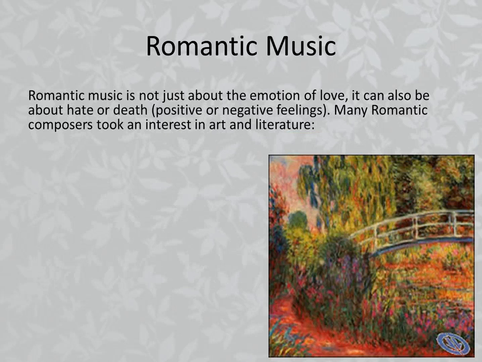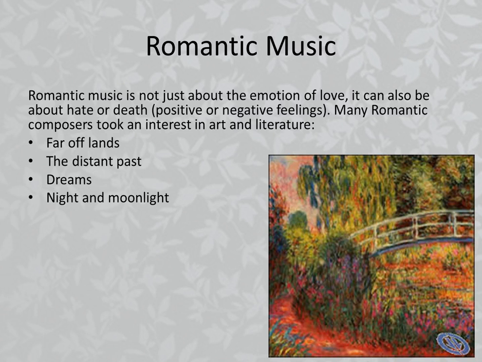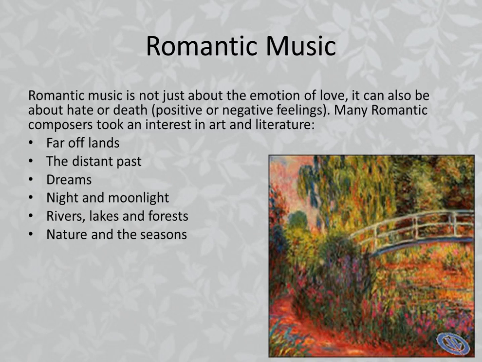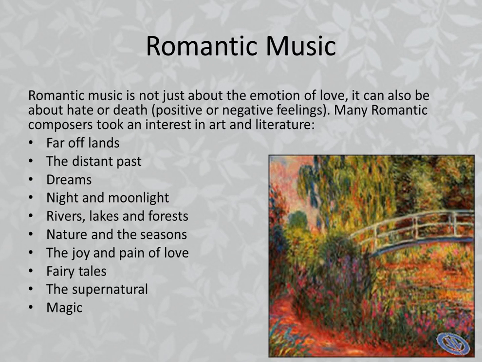Romantic music is not just about the emotion of love. It can also be about hate or death, positive or negative feelings. Many Romantic composers took an interest in art and literature and themes such as far-off lands, the distant past, dreams, night and moonlight, rivers, lakes and forests, nature and the seasons, the joy and pain of love, fairy tales, the supernatural, and magic.